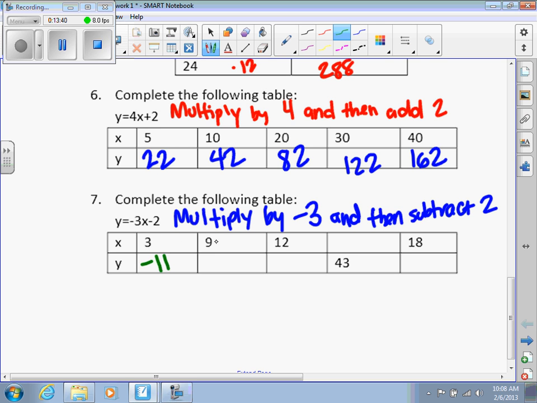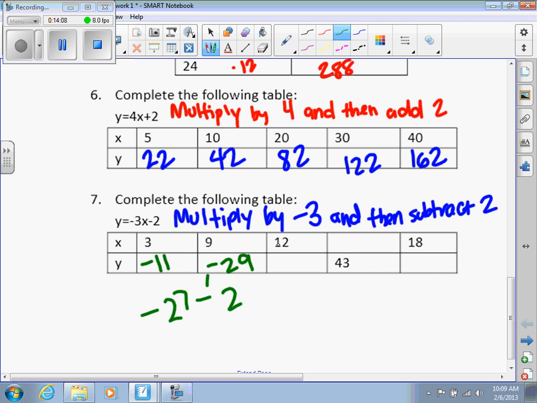Okay. Take 9, multiply by -3. What do you get? 9 times -3. -27. Okay? And then we subtract 2. -29. There we go. 27 negatives, 2 more negatives gives us 29 negatives. Nothing goes away. Add them up and keep your sign. No, we're not using the triangle when you're doing this.